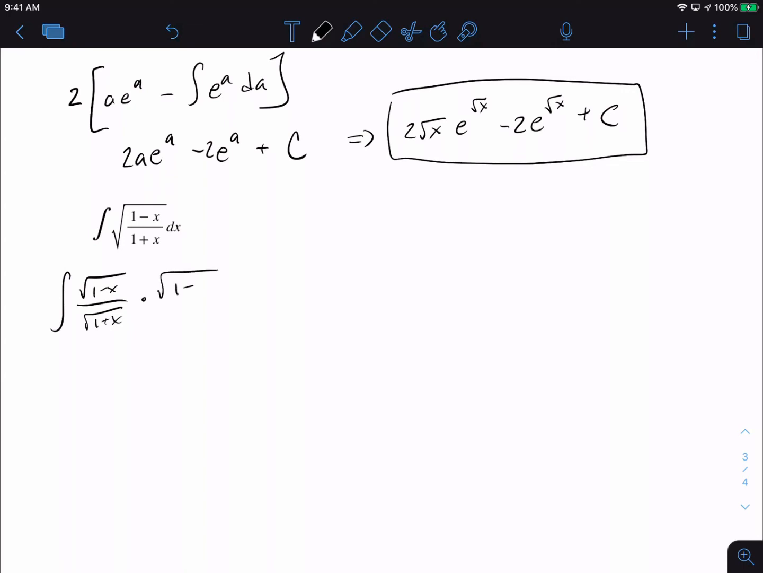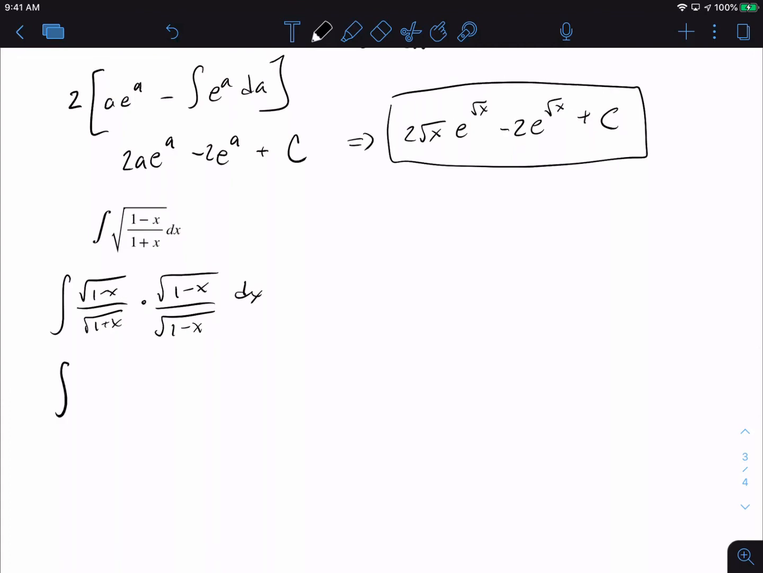multiply top and bottom by the numerator. Because when we multiply top and bottom by the numerator, what ends up happening is we get the radical canceled out, right? So we end up with something very cool: 1 minus x over, and then the denominator is a difference of squares, and I get this.